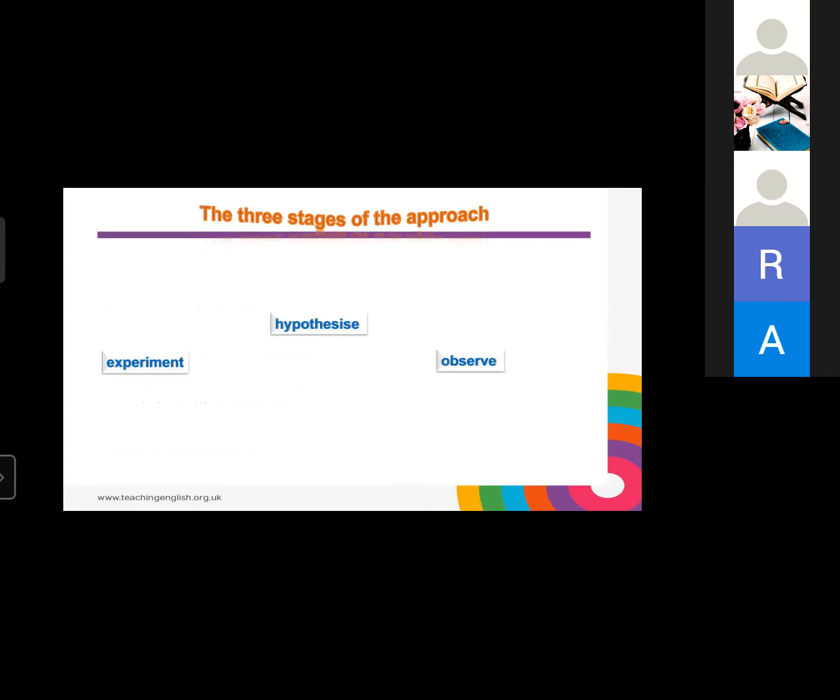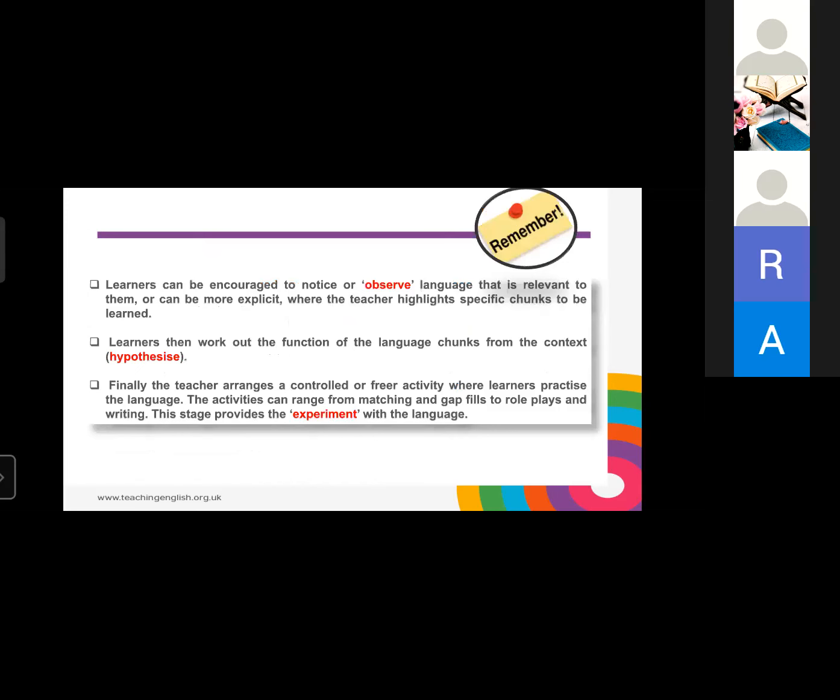The three stages of this approach are observe, hypothesize, and experiment. The first is observe, then hypothesize, and experiment. Here, remember, learners can be encouraged to notice or observe language that is relevant to them, or it can be more explicit. So they observe the language first, where the teacher highlights specific chunks to be learned. The teacher gives them some chunks at the beginning, and they have to observe which comes with which, okay?